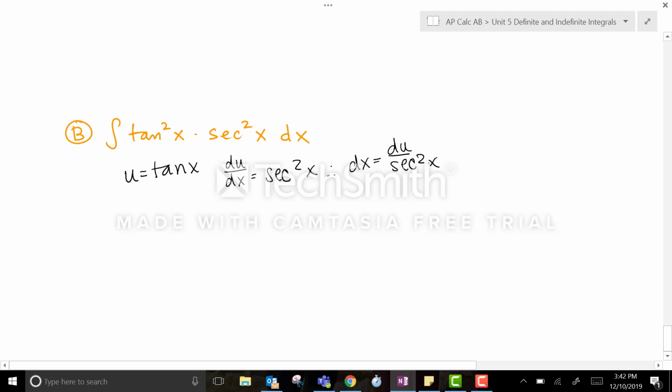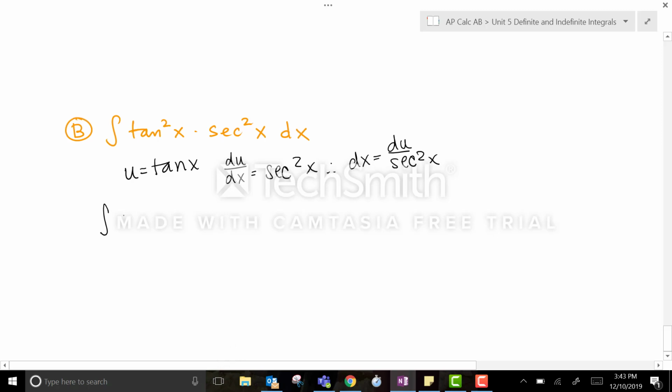Now the reason I use that is I'm trying to get my x's to cancel out, and in this situation, if I would have said u was secant, I couldn't go back and forth as easily, so I'm going to call u tangent in order to get as much to cancel out as possible with my derivatives and my u substitution. So now I have the integration of tangent squared of x secant squared of x, and that's going to be the same thing as u squared times secant squared of x times du over secant squared of x, which those cancel.